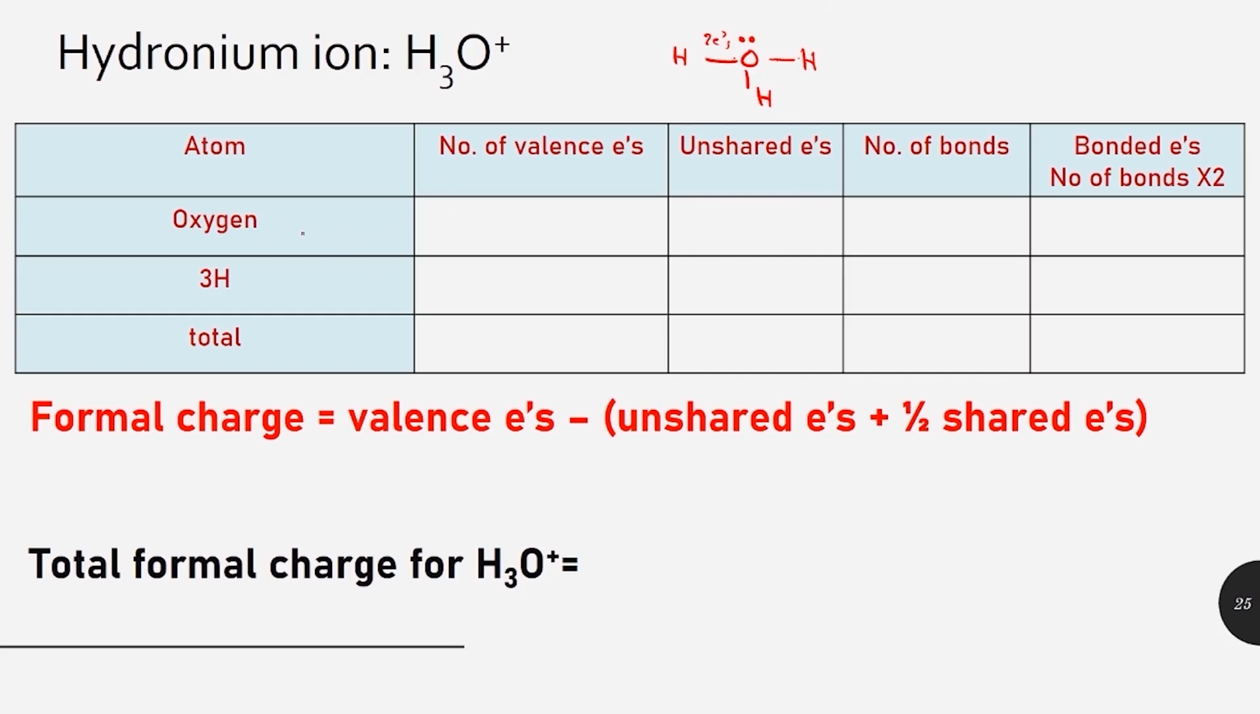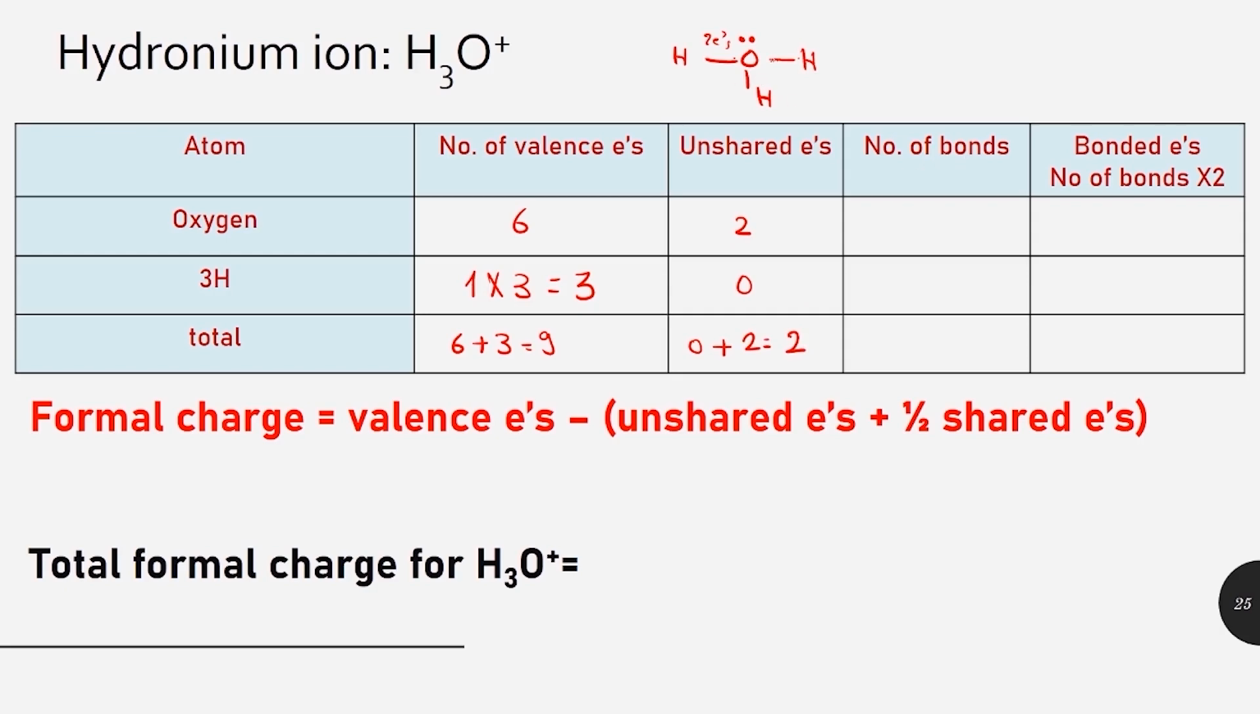Now let's fill in the table. Oxygen has 6 valence electrons, each hydrogen has 1 valence electron, and there are 3 hydrogen atoms, so 1 multiplied by 3 equals 3 electrons. The total number of valence electrons is equal to 6 plus 3 equals 9. There are 2 unshared oxygen electrons that we draw on the top of the oxygen atom, and the hydrogen has 0 unshared electrons, so the total number of unshared electrons is equal to 0 plus 2 equals 2.